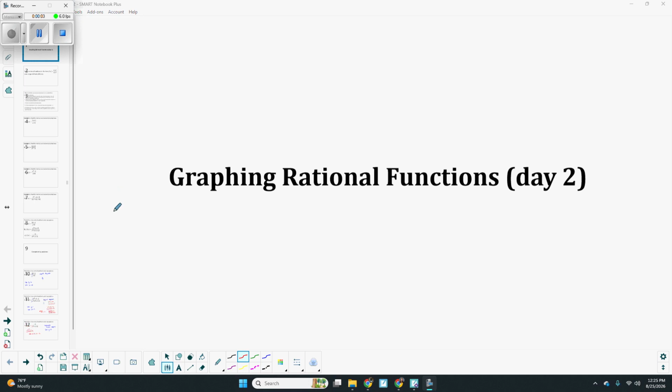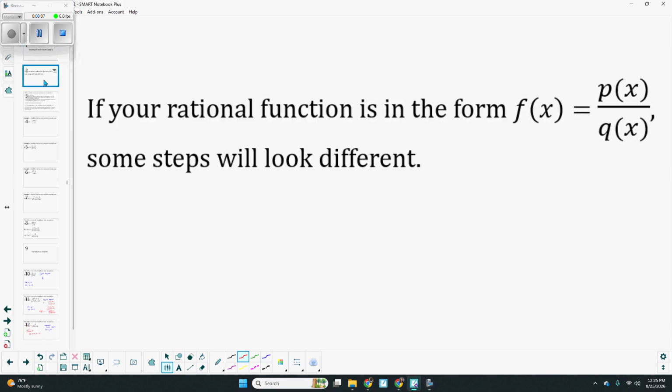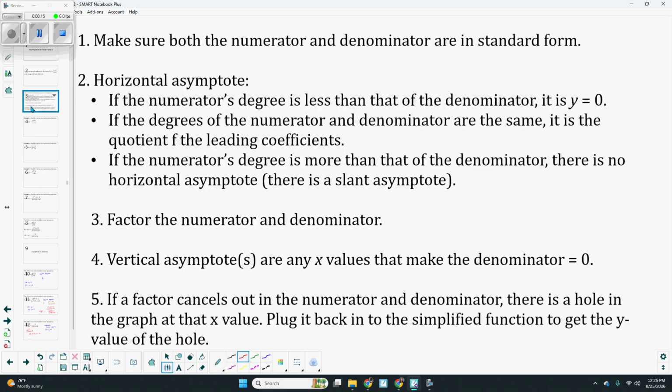In this day 2 of graphing rational functions, we're going to look at the other form and see how it's different. So if your rational function is of the form p of x over q of x, some of our steps will look different. So we're going to make sure both the numerator and denominator are in standard form.